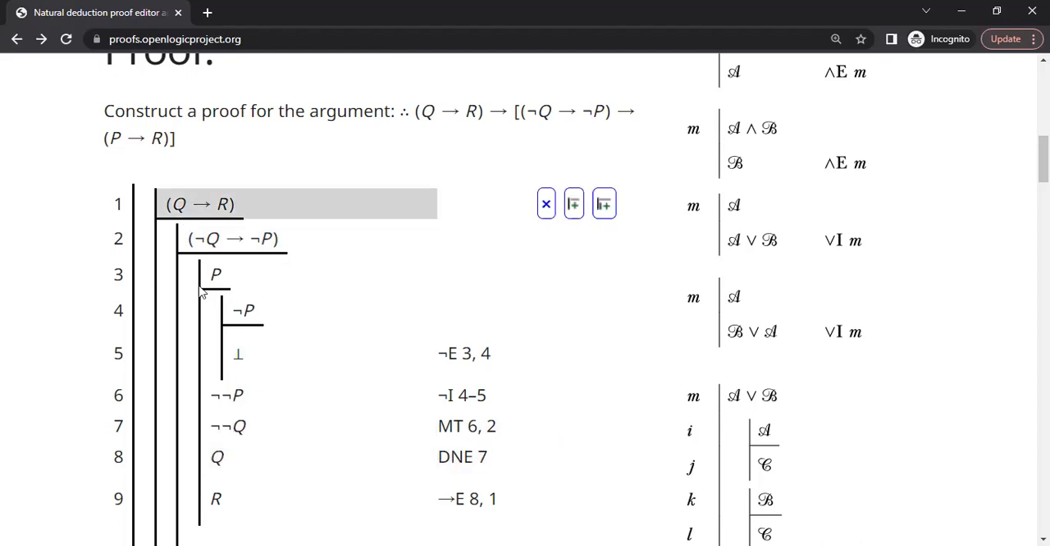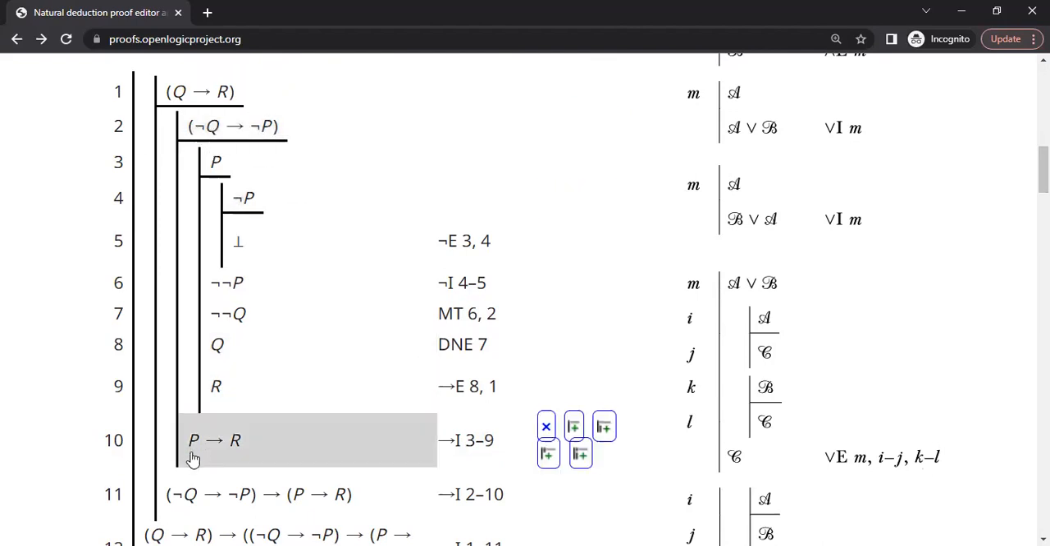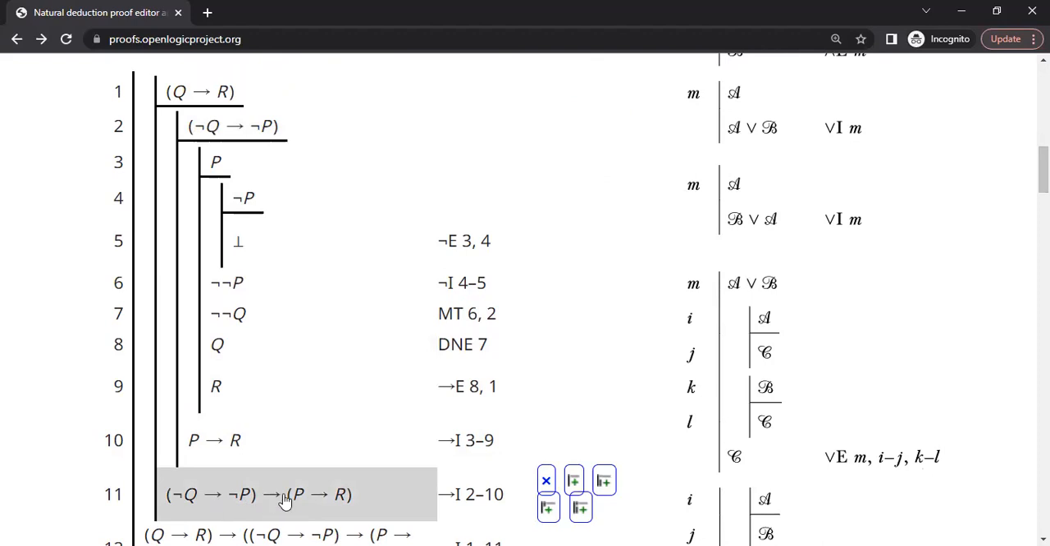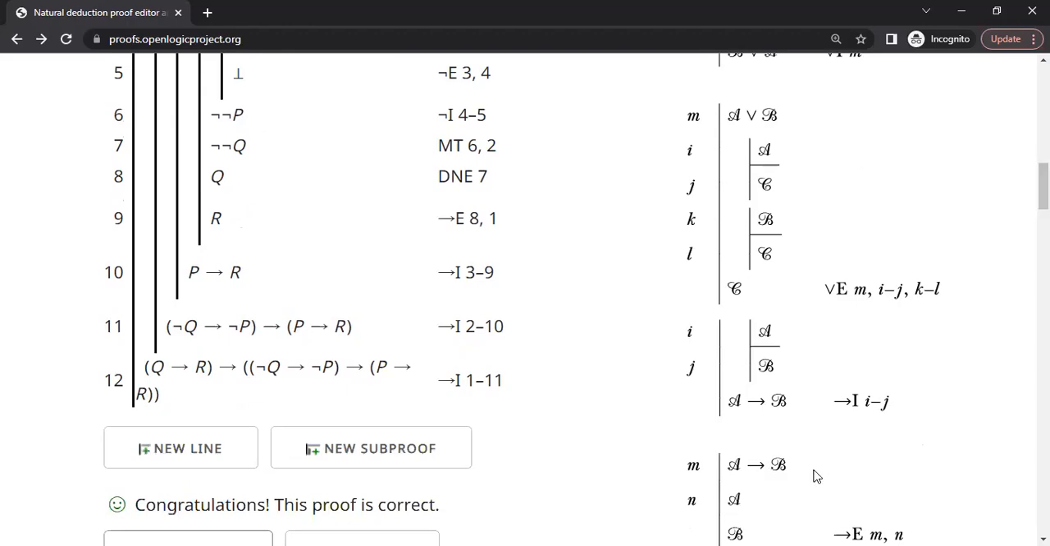Not not Q is the same as Q, double negation elimination. Since Q implies R, I can come to R here, and so we start with P, right? And we end up with R, that means P implies R. That is the reason for implies introduction. And similarly, we started with not Q implies not P. We end up with P implies R. That's the reason for this line number 11. And similarly, line number 12 to complete the proof. Okay, that's basically it. Thank you very much.